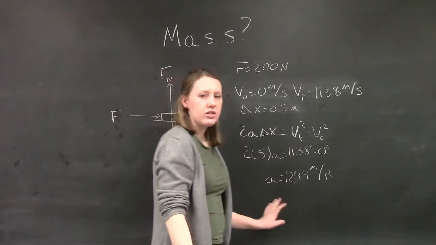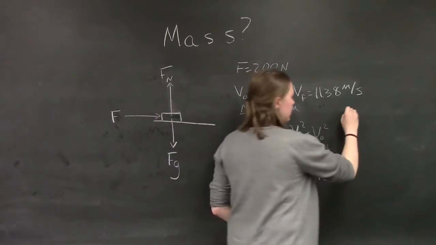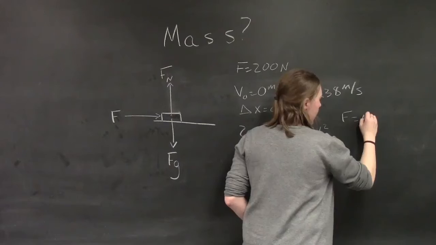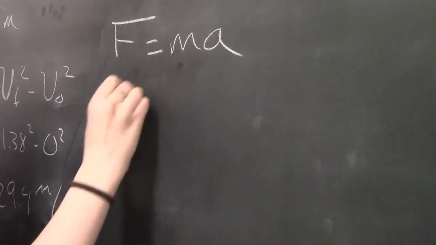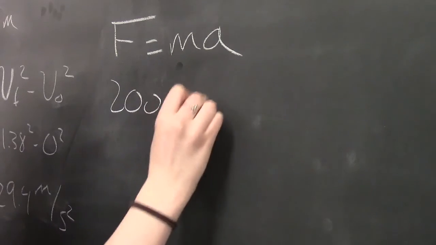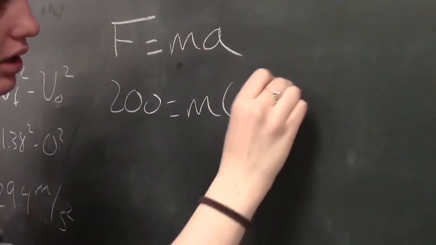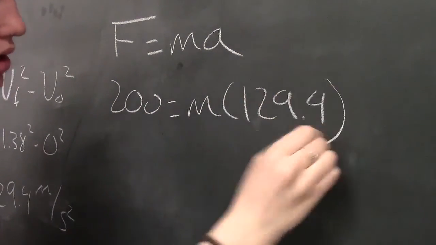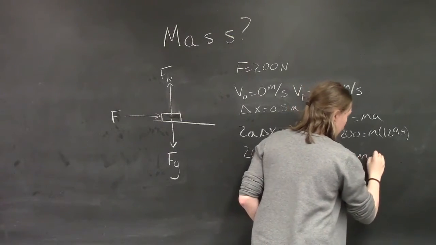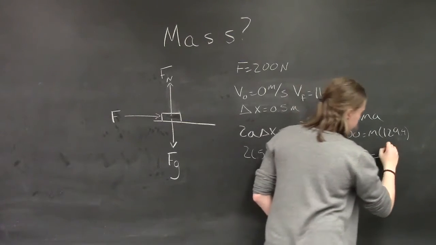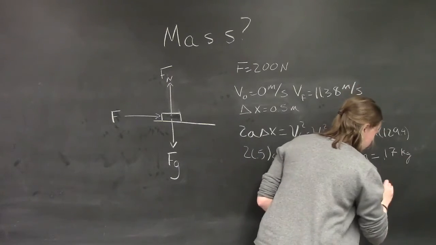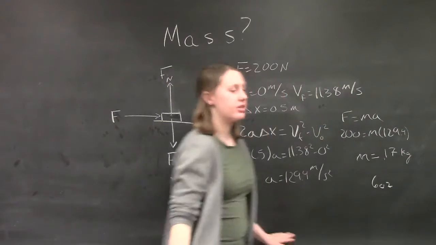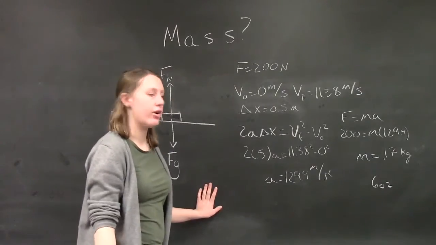All right, now using Newton's second law, force equals mass times acceleration, we can solve for mass. So 200 newtons equal to mass times 129.4. You get that the mass is equal to 0.17 kilograms or 6 ounces, which is a reasonable mass for a hockey puck.